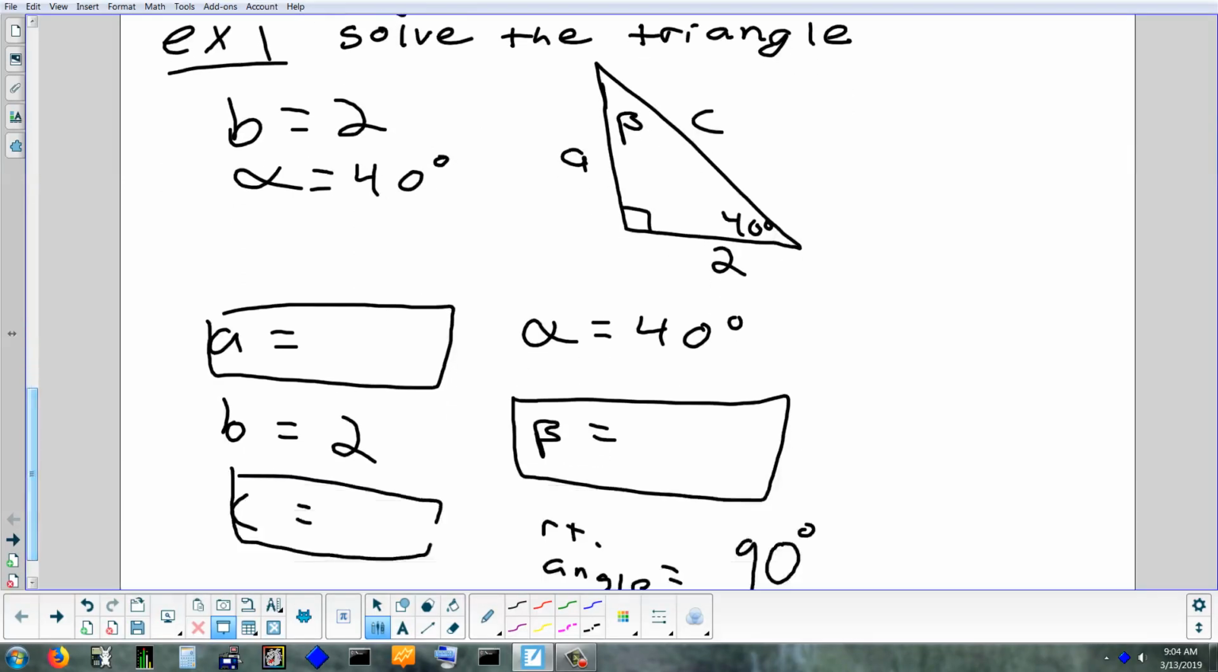So the table is going to look like that. I just put the 3 sides in one column, and the 3 angles in the other column. I put boxes around the things that I don't know. So A, I don't know. C, I don't know. Beta, I don't know.